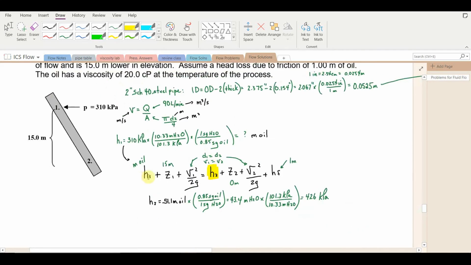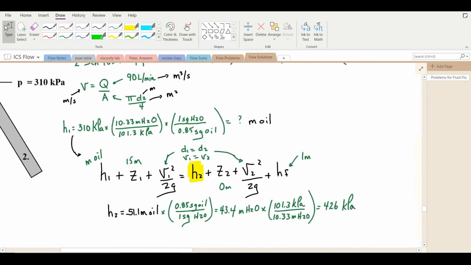For Bernoulli's equation, the pressure at point 1 plus the elevation at point 1 plus its velocity term at point 1 equals the pressure at point 2, which we're asked to solve for, plus the elevation at point 2 plus the kinetic energy term at point 2 plus the head loss due to friction, left side equals right side.